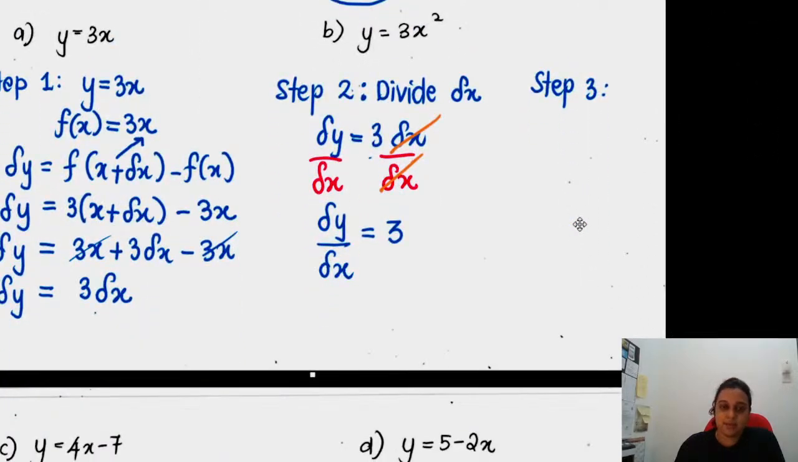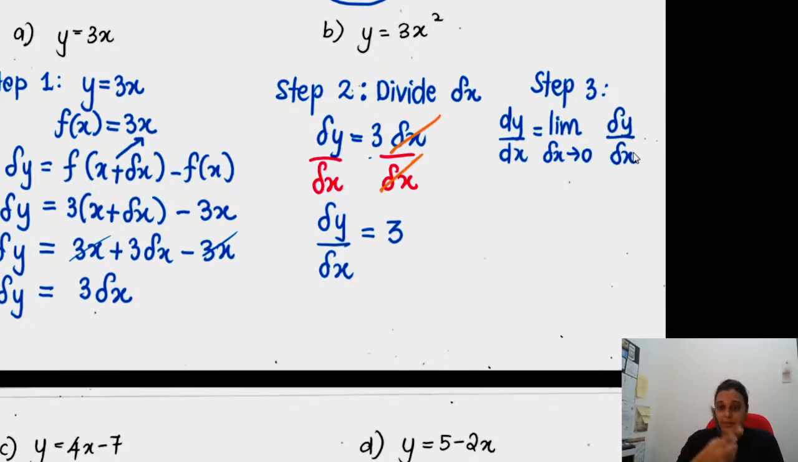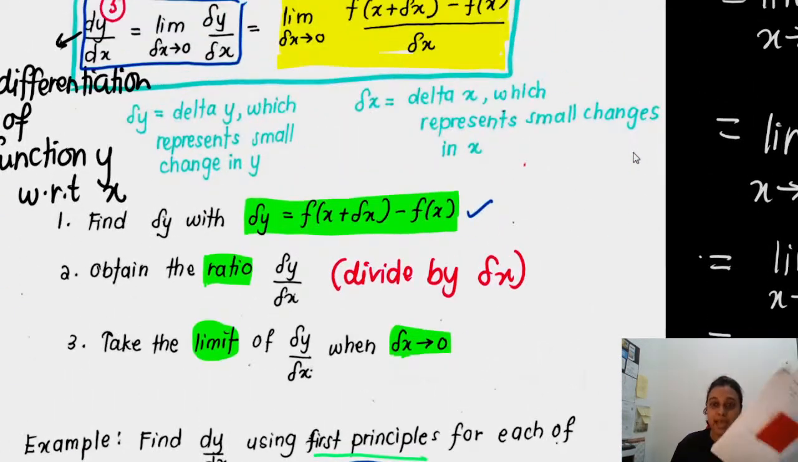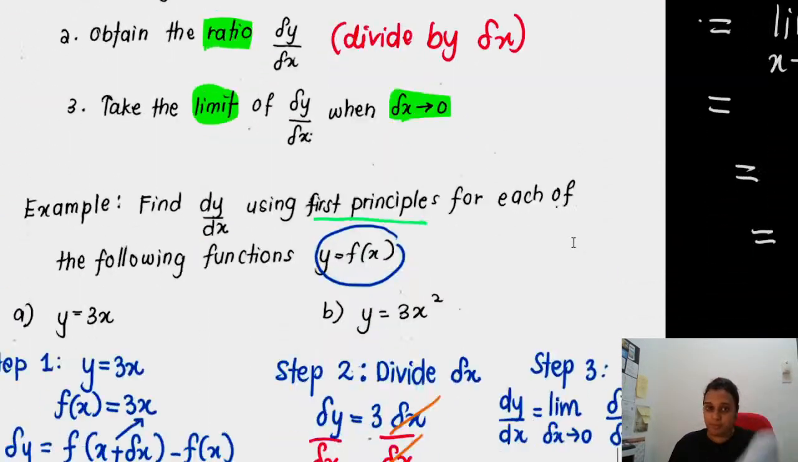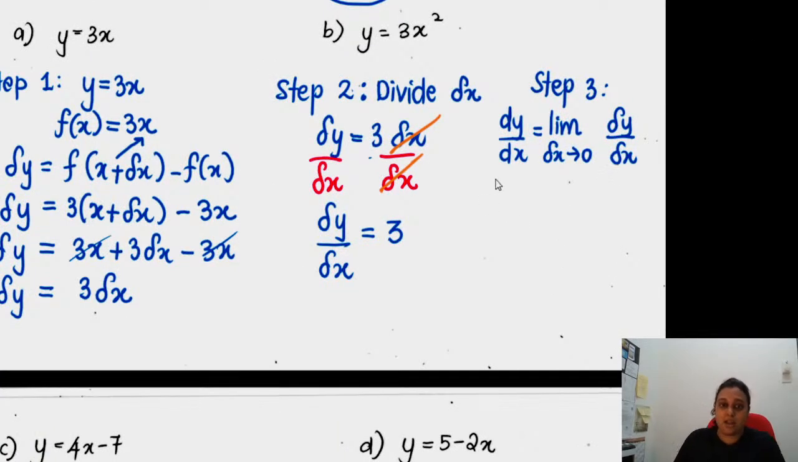So dy dx equals the limit as delta x approaches 0 of delta y over delta x. I just copied the entire formula. You can look back, I just copied the entire formula. Just copy it back only. Now we solve.